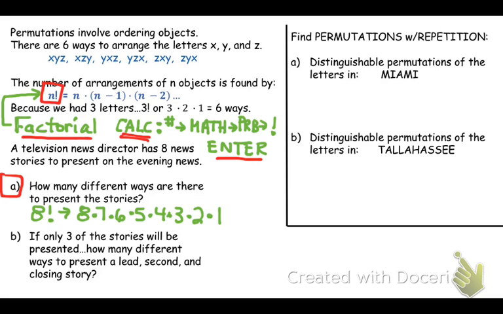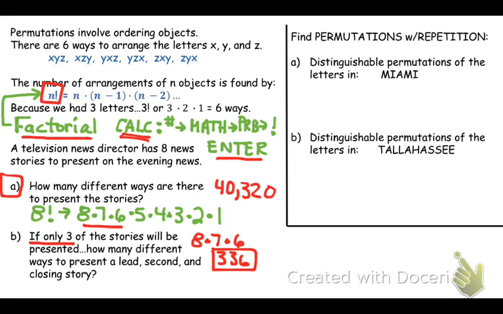So 8 factorial, you could multiply 8 times 7 times 6 times 5, etc., all the way down to 1, or put it into your calculator, and you would get 40,320. However, if only 3 of the stories will be presented, how many different ways are there to present the lead, the second story, and the closing story? So in this case, we only want the first 3. So 8 times 7 times 6, which gives us 336.